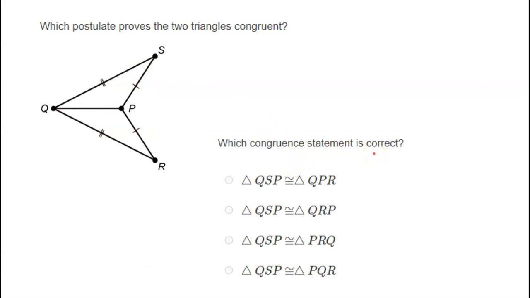Congruence statement is correct. For this one, we're going to look at triangle QSP. So we would go in this direction, QSP. And then we would do the same thing for our congruent triangle. So that would be QRP to show congruence.